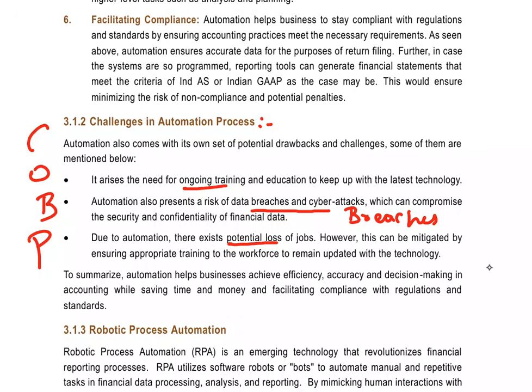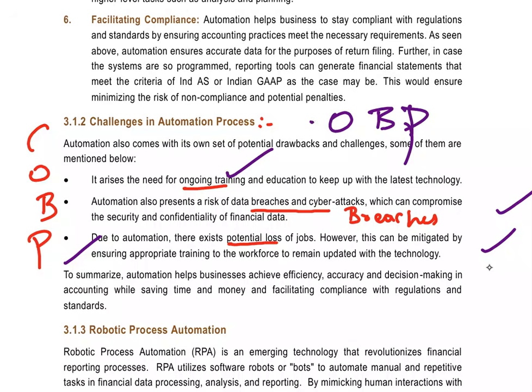The challenges: I will get OBP after automation. What is this OBP? O stands for ongoing training. Definitely you have to train your people. So that is the first one. B stands for data breaches. If you automate everything, there can be many chances of security breaches and confidentiality breaches. So that is your second point. And the last point will be the potential loss of jobs because of automation. You can expand and write this point.